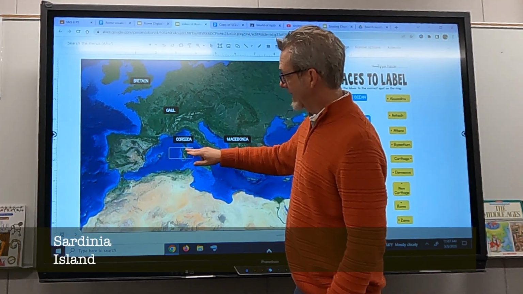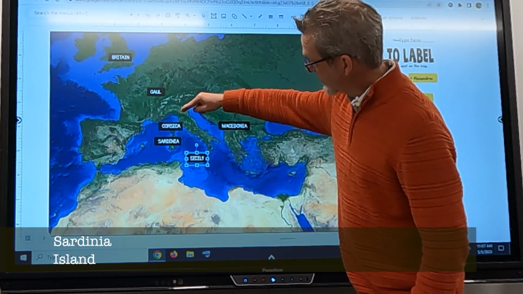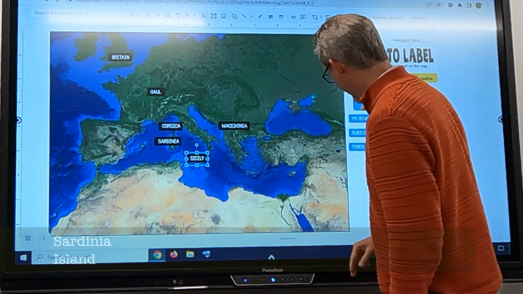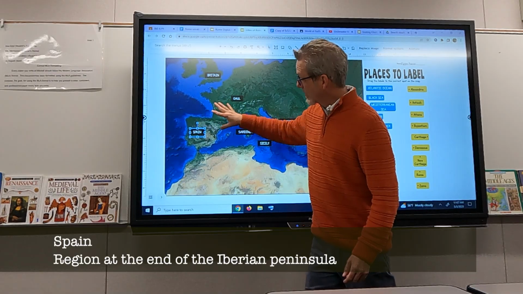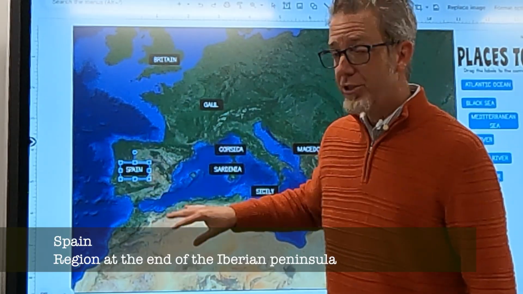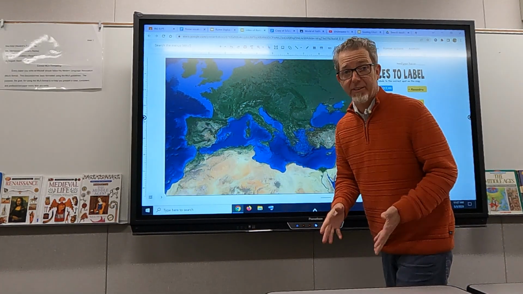Sardinia. Sardinia was this island below Corsica. Sicily was the island off the tip of the toe of the Italian peninsula. And Spain was the region at what we call the Iberian Peninsula. Right here at the end of Europe, this region was called Spain. Today it is the country of Spain. Now let's talk about some cities.